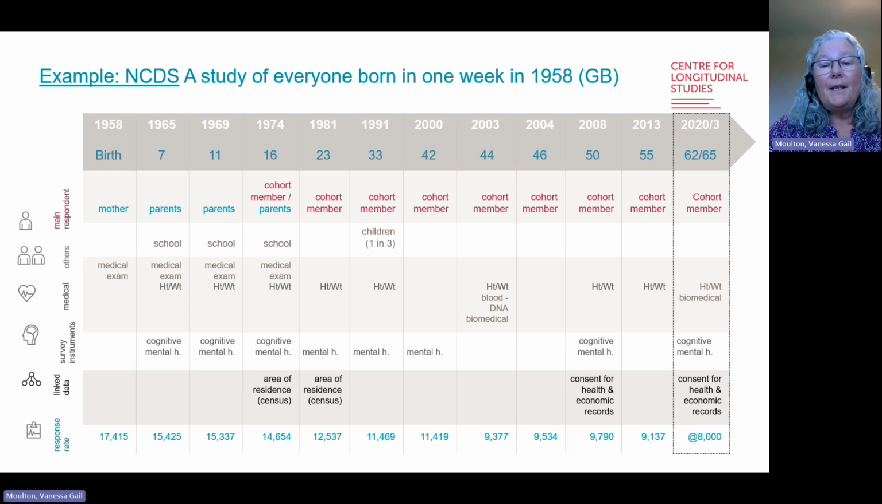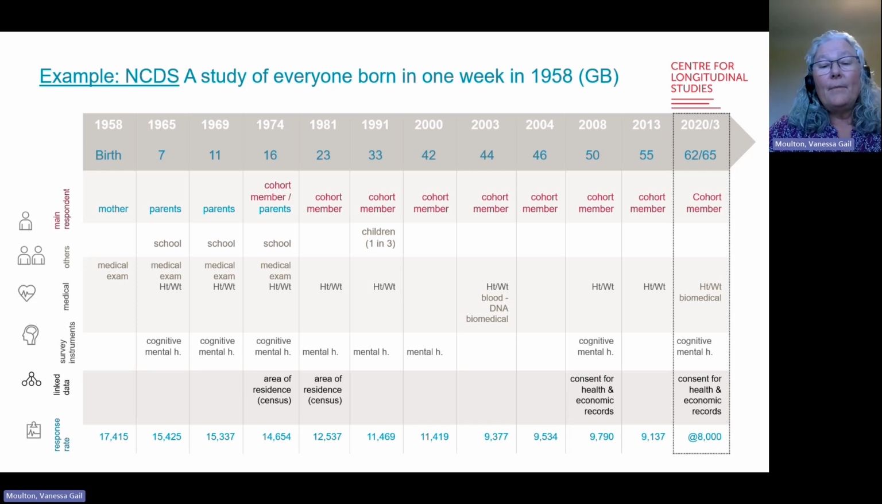And at age 16 in this study, there was rather more involvement from the cohort member themselves, who became the main respondents from age 23 onwards. This study began as the perinatal mortality study, so the early focus in this particular study was medical. In all the childhood sweeps, there were medical examinations and other information was collected from schools, for example, how the child behaved in school and their examination results.